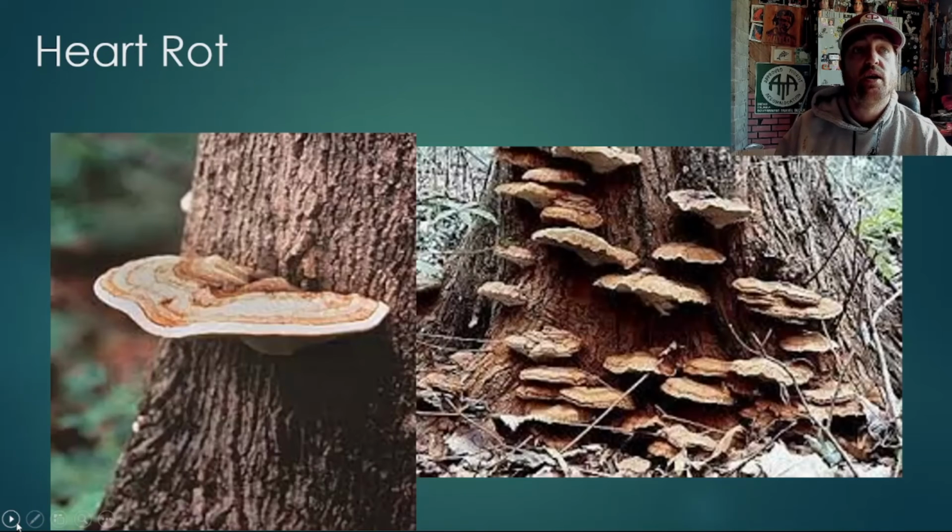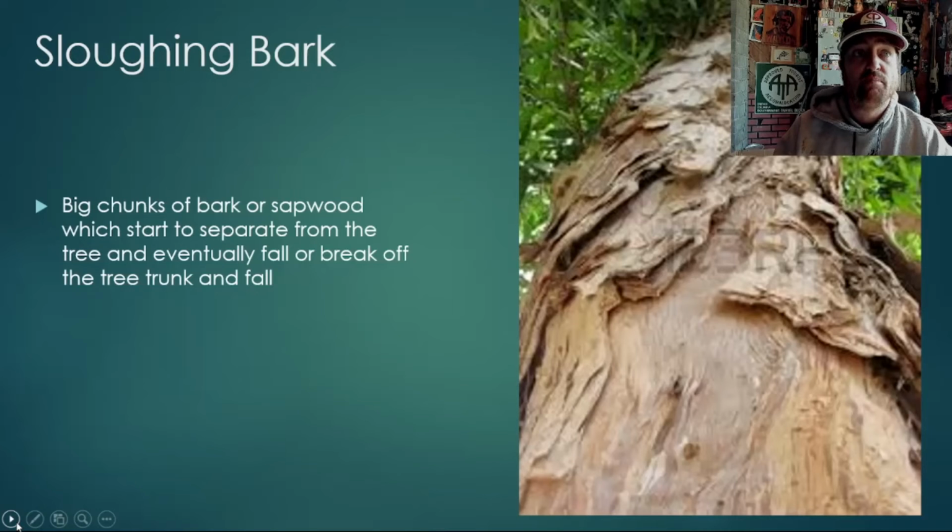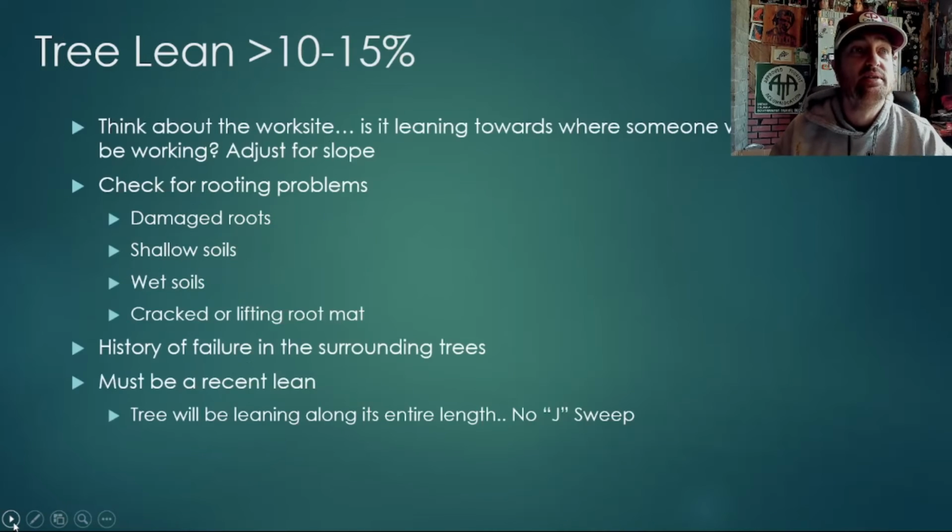Here's some heart rot. Sloughing bark, just big chunks of bark, are separating from the tree and falling off. The tree trunk, it's obviously a tree that's not well, if it's still alive at that point. So 10 to 15% of the tree lean.